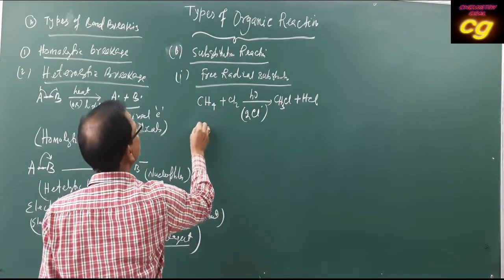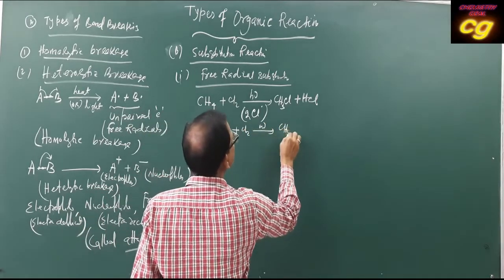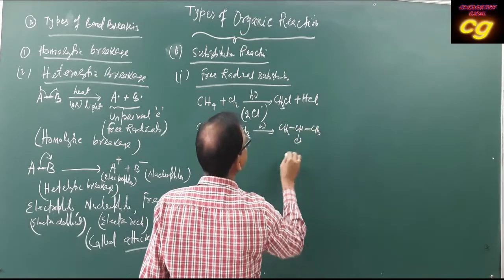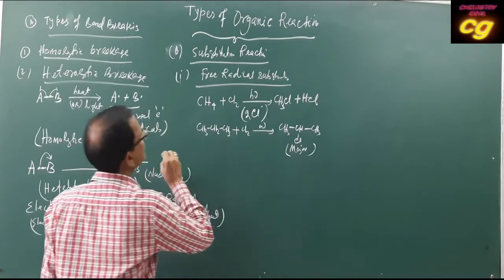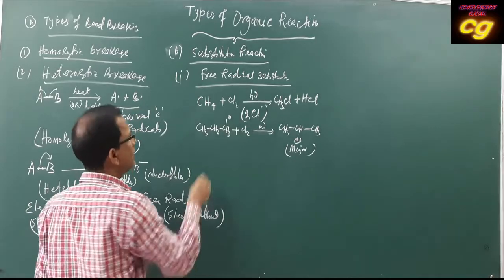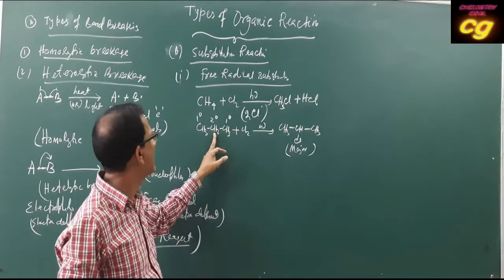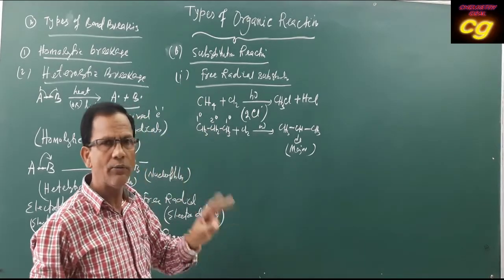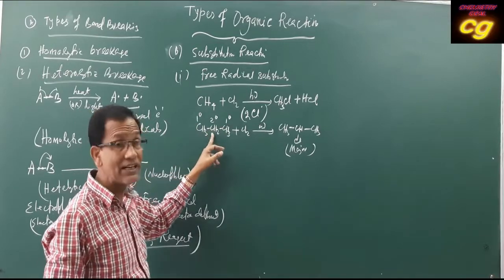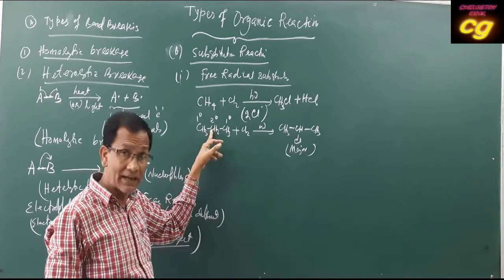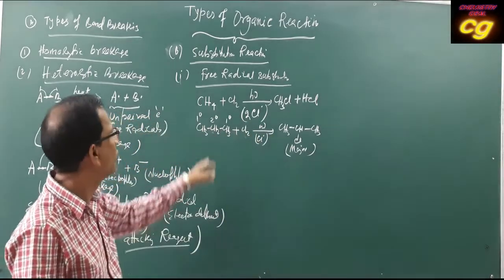For example, suppose CH3CH2CH3 plus Cl2 in the presence of light produces CH3CHClCH3. This is the major product, because this hydrogen is more reactive. This is a primary carbon and this is a secondary carbon. Primary carbon means one attached to one carbon, and secondary means attached to two carbons. Hydrogen attached to a secondary carbon is generally more reactive. That's why the free radical gets substituted at the secondary position, not the primary. That's why it is the major product.